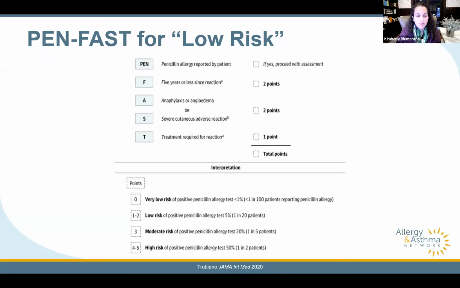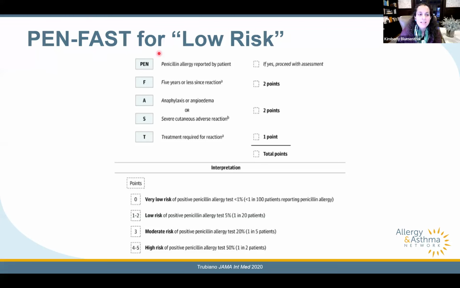The authors have proposed a cutoff of less than 3 should be low risk. I think that it really depends on who we're working with. I recently did work with dentists, for example, and they'd like to use PenFast. If you have any points for PenFast, you go to the allergist. Otherwise, the dentist could handle it. And I think that's completely reasonable.